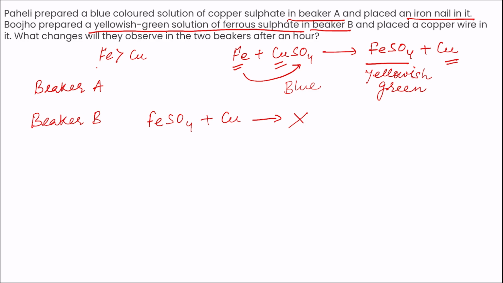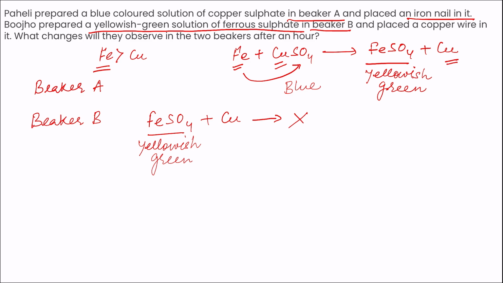Why? Because iron is more reactive than copper. Copper is less reactive than iron. So copper will not replace iron from its salt. As a result, the color of solution in beaker B remains yellowish green.